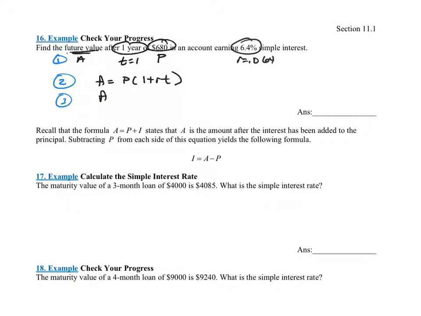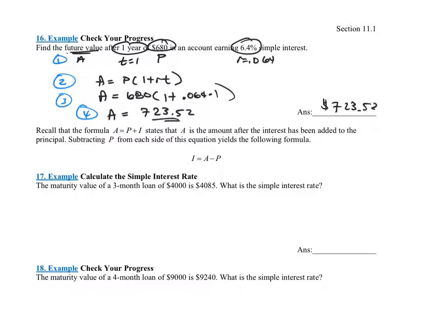So that's going to be A equals P, which is 680, times 1 plus R, which is 0.064, times the T, which is 1 for 1 year. Plug that into your calculator. Let's see what you get. A equals, I'm getting, rounding to the nearest cent, $723.52. That's a reasonable number. It is more than 680, but not ridiculously more, right?